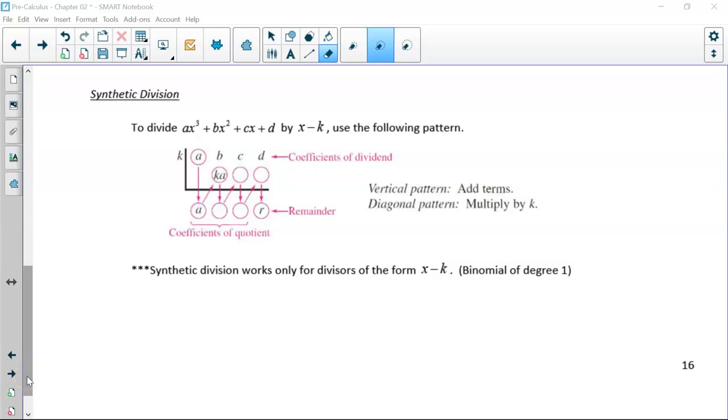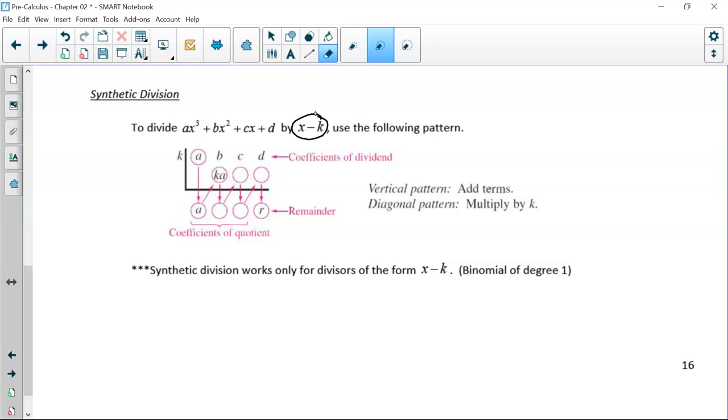Okay, welcome back. We're in section 2.3. Now we're going to be talking about another division method called synthetic division. Synthetic division is good when you're dividing by a binomial of degree 1. It only works for a binomial of degree 1. If it's not a binomial, it won't work. If it's not degree 1, it won't work. So that's why we had to know long division.